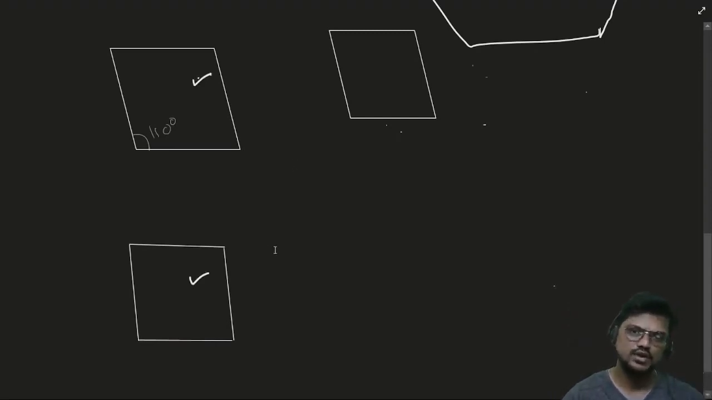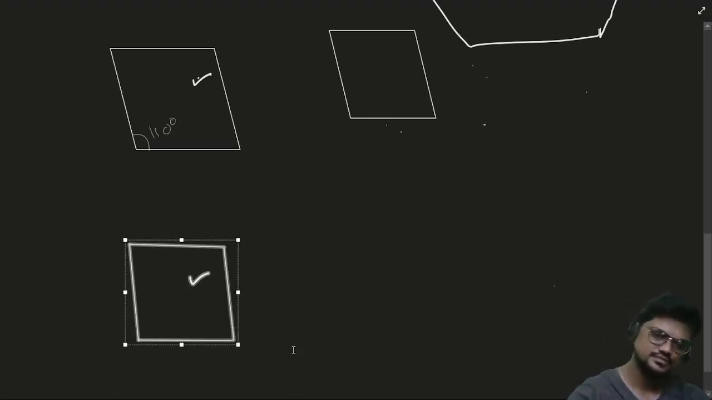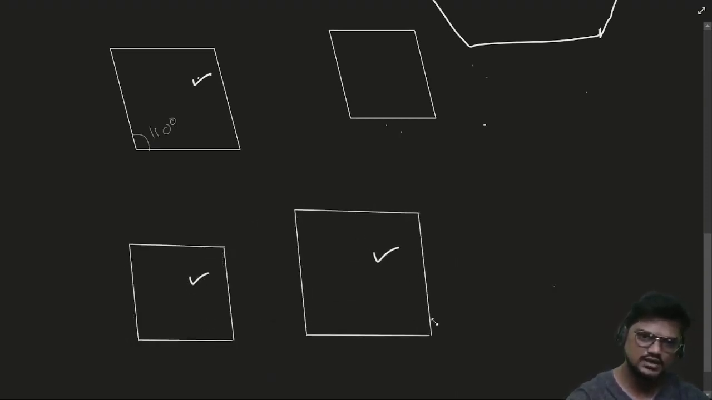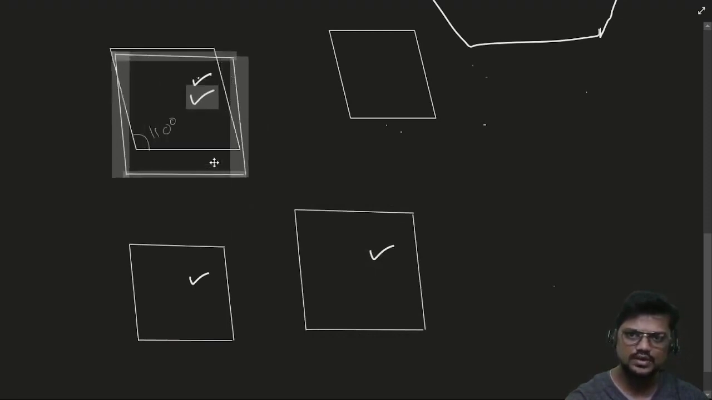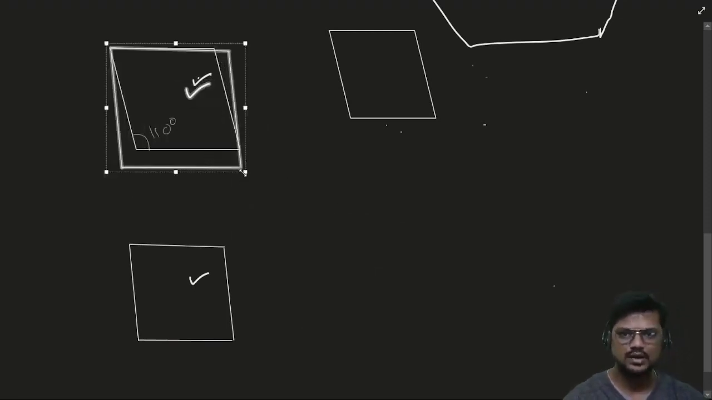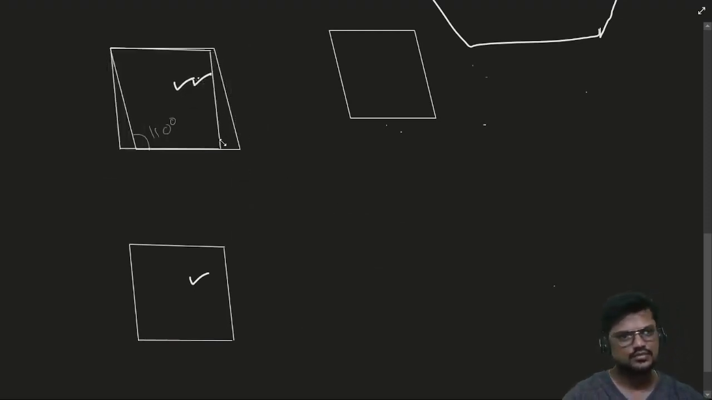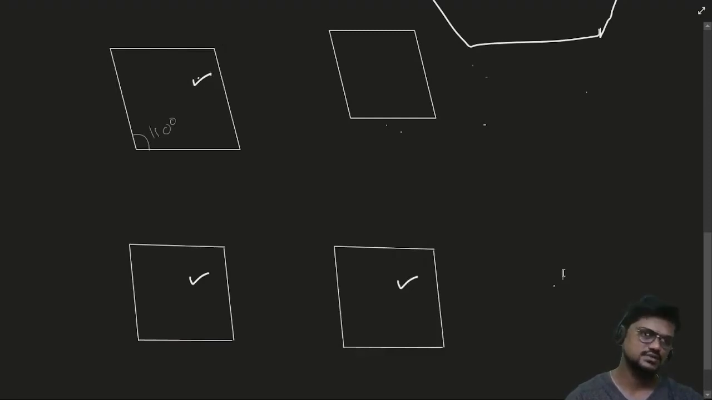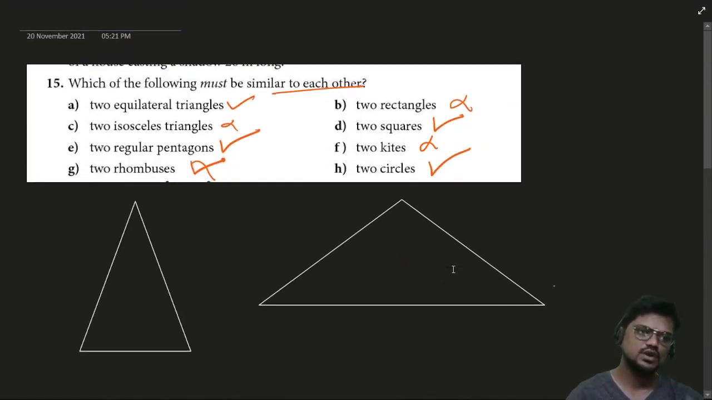They cannot be similar because even if I reduce the size of this or increase the size of this, it cannot overlap it. It cannot be overlapped. Are you getting it? That's why two rhombus are not always similar, right? Because it depends on the inclination, no? That's why. Fine.